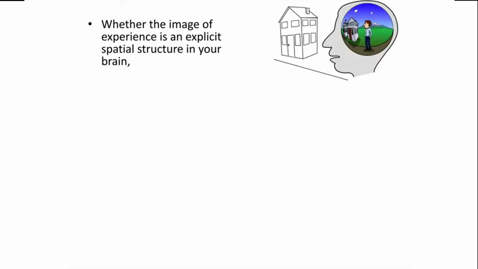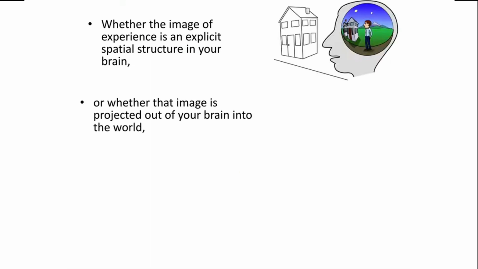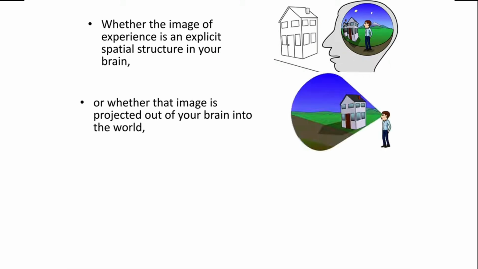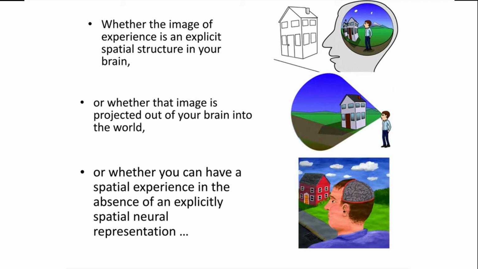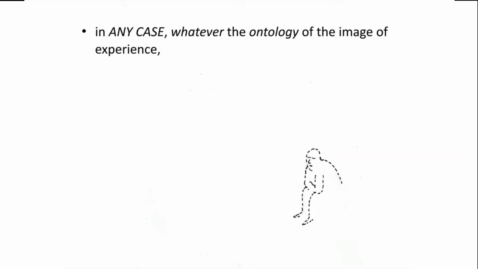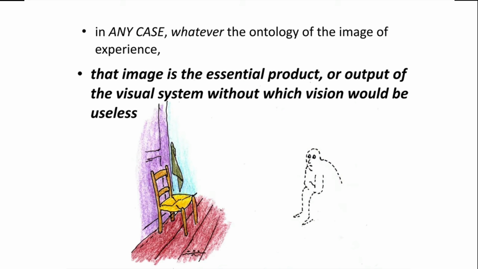Whether the image of experience is an explicit spatial structure in your brain, or whether that image is projected out of your brain into the world, or whether you can have a spatial experience in the absence of an explicit neural representation in the brain, in any case, whatever the ontology of the image of experience, that image is the essential product or output of the visual system, without which vision would be useless.